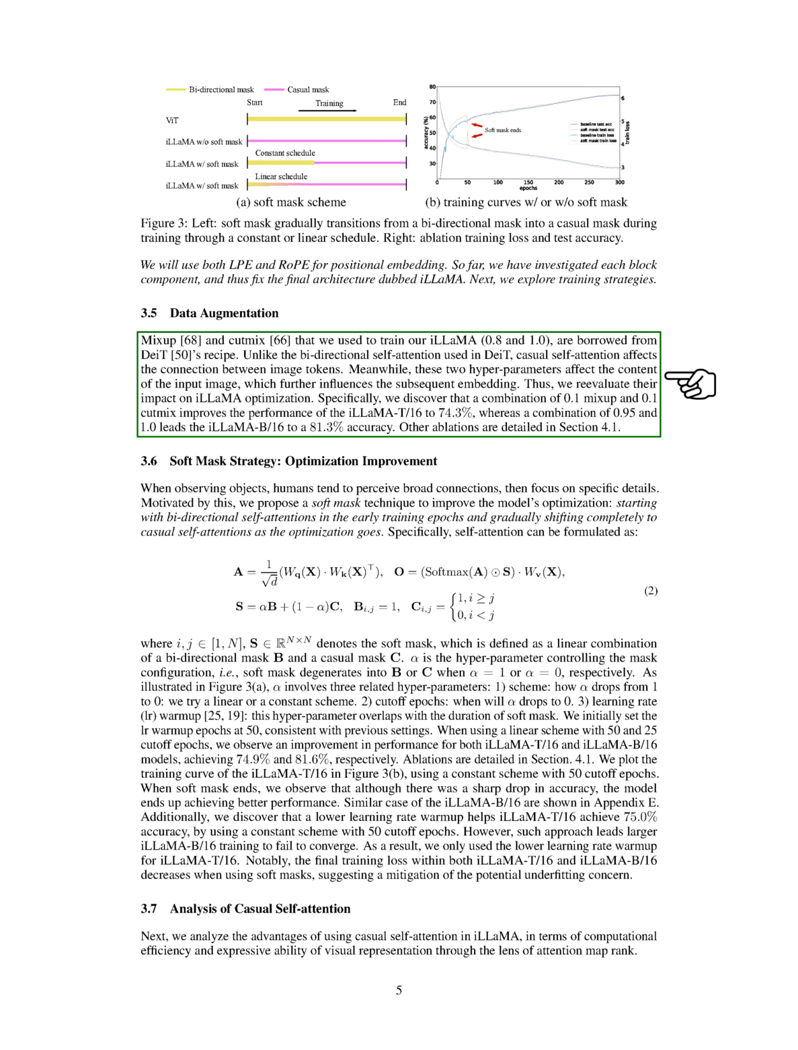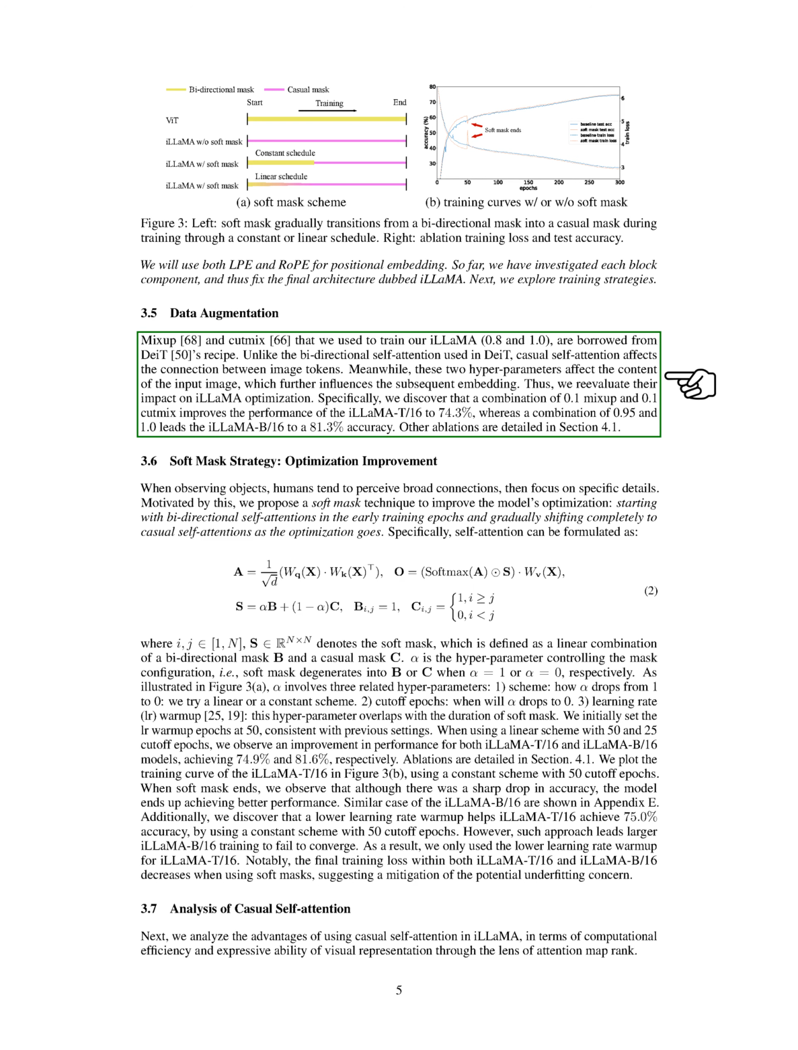Moving on to training strategies, we adopted data augmentation techniques like mix-up and cut-mix from DeiT's recipe to train our iLLaMA models. Unlike DeiT's bidirectional self-attention, our model uses causal self-attention, impacting the connection between image tokens. The hyperparameters, mix-up and cut-mix, influence the input image content, which in turn affects the subsequent embedding. By experimenting with different combinations, we found that a mix-up of 0.1 and cut-mix of 0.1 improved the performance of iLLaMA T16 to 74.3%, while a mix-up of 0.95 and cut-mix of 1.0 led iLLaMA B16 to an accuracy of 81.3%.